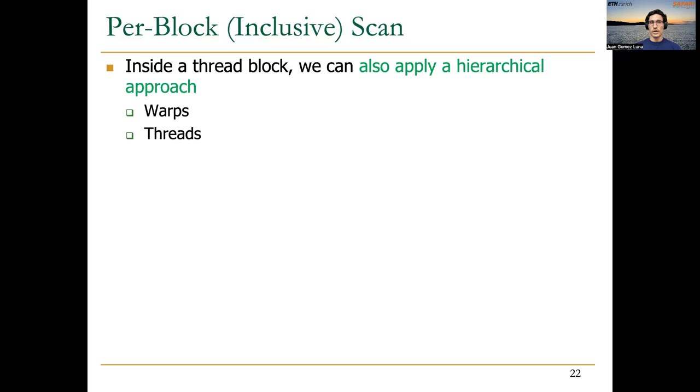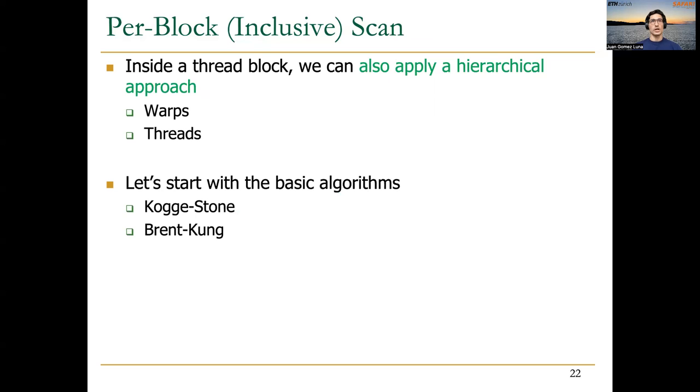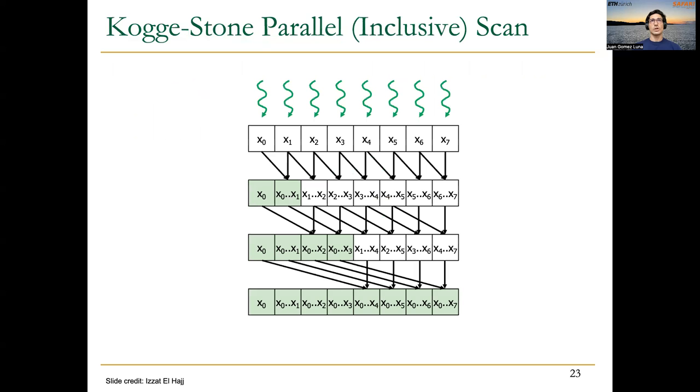We can also apply a hierarchical approach inside a thread block using warps and using threads. There are different algorithms to use here, for example, Kogge-Stone or Brent-Kung. Today, we are going to focus on Kogge-Stone. In the longer version of this lecture, we also explain Brent-Kung. So let's take a look at the Kogge-Stone parallel inclusive scan.